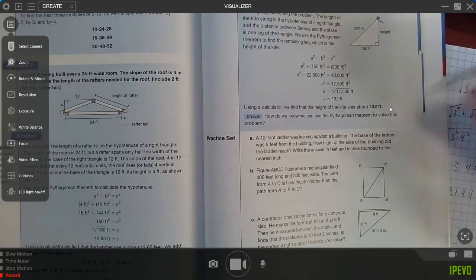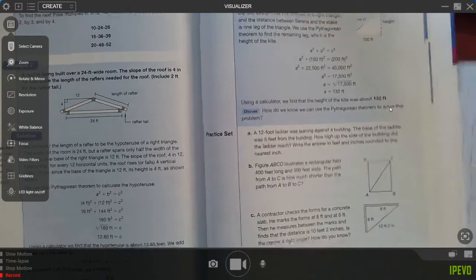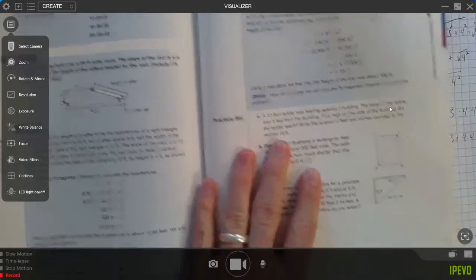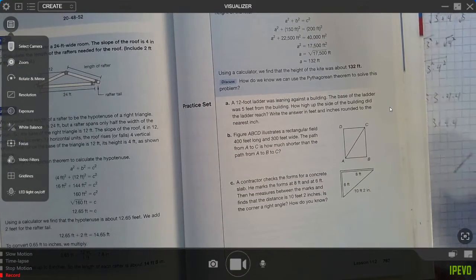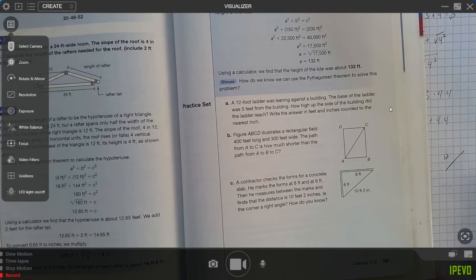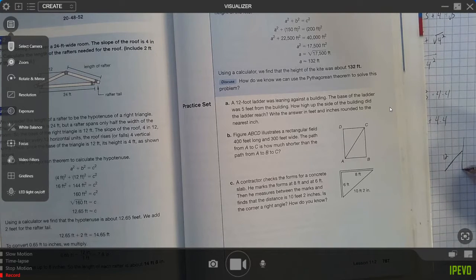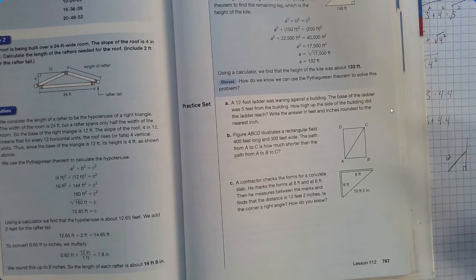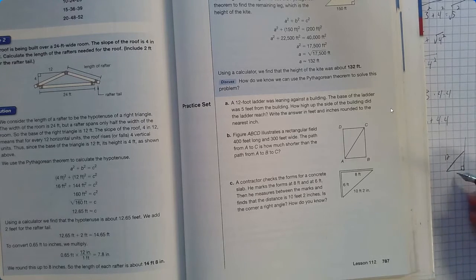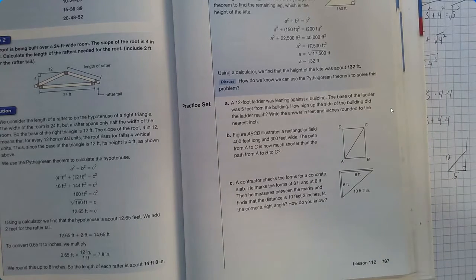Let me do one of the practice sets to really give you guys some help with this. A 12-foot ladder is leaning up against a building. Okay, so I already know if it's leaning up against a building, that's 12 feet. That's going to be my hypotenuse. The building is probably going to create a right angle somewhere with the ground, I would hope. The base of the ladder was 5 feet from the building. Okay, so how high up on the side of the building did the ladder reach?